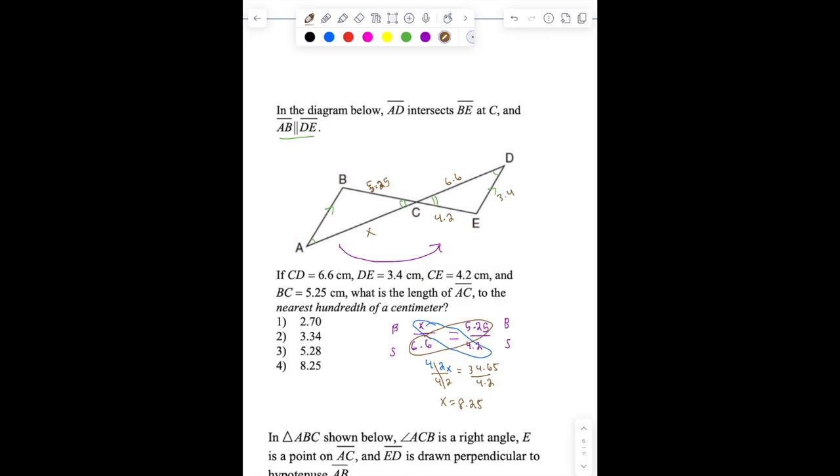And we are looking for the length of AC. And X does represent the length of side AC. So the X value is what we're looking for. And that is the answer choice that we are looking for.